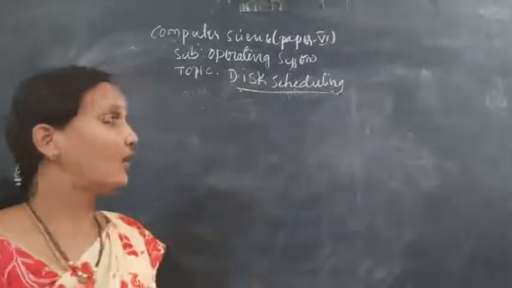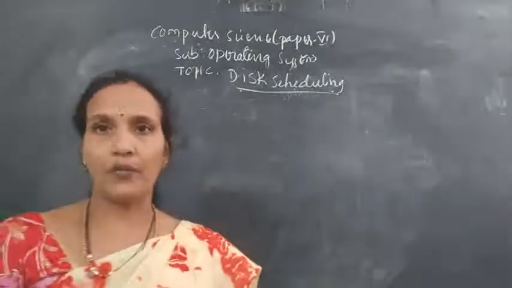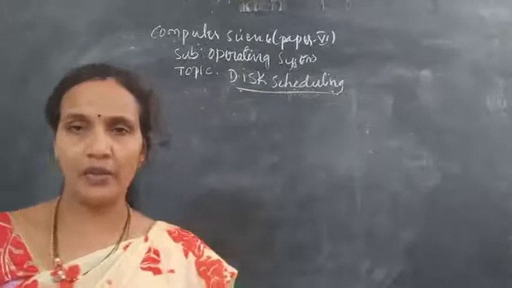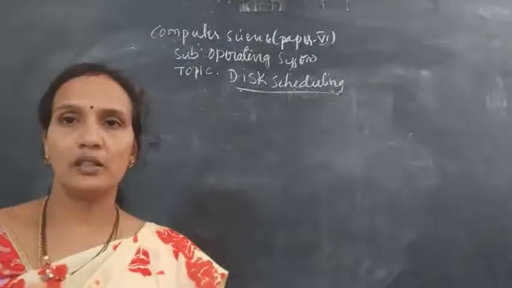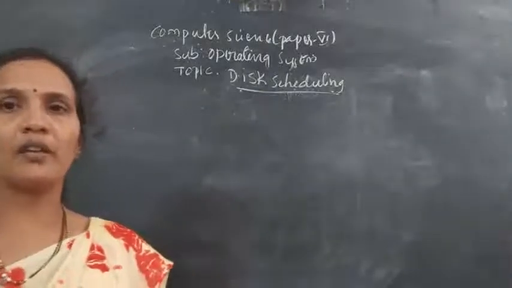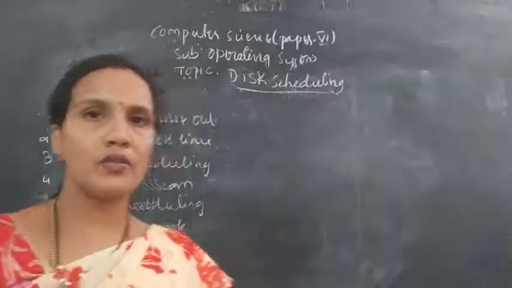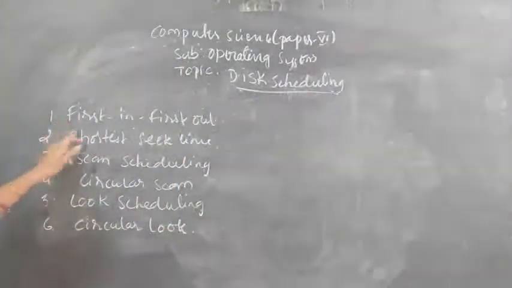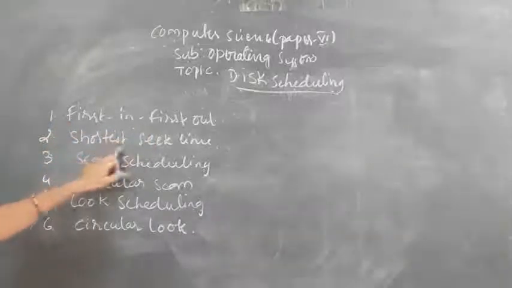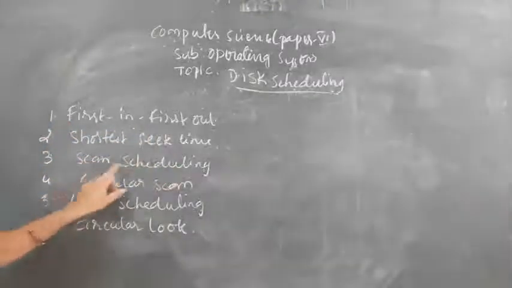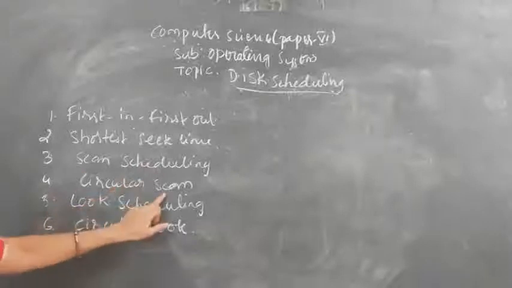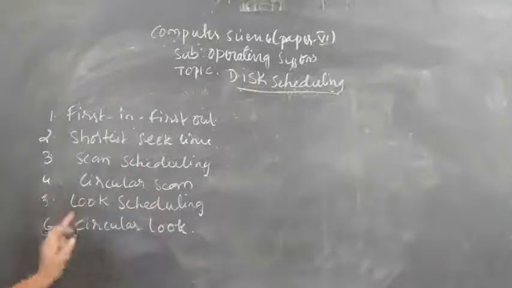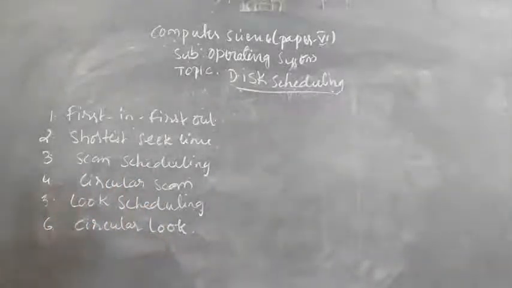Here we have a list of a few disk scheduling algorithms, which we are going to discuss: first in first out, shortest seek time, scan scheduling, circular scan scheduling, look scheduling, and circular look scheduling. Just take a screenshot of this. We'll discuss them one by one.